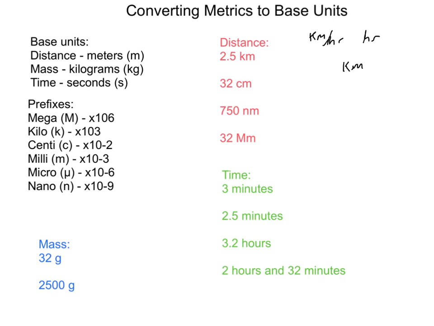But it's a lot easier just to go ahead and always convert back to base units. It's one way to guarantee that you're going to be able to get everything right. Base units for physics: distance is meters, and that's the standard SI base unit. For mass, it is kilograms.